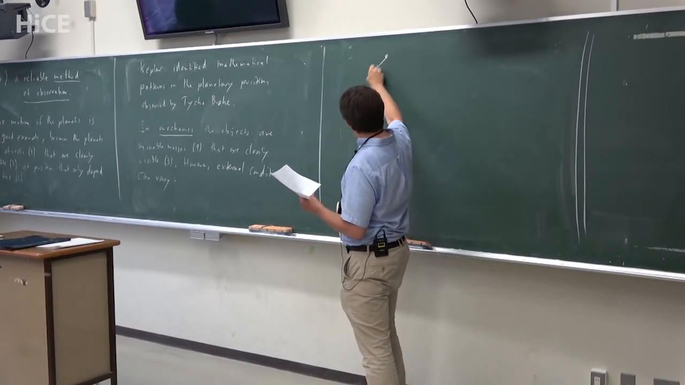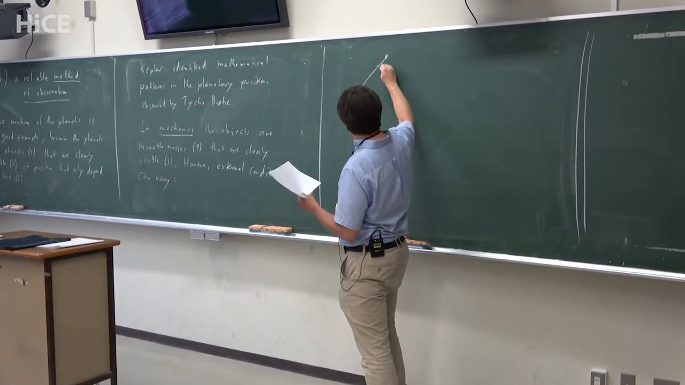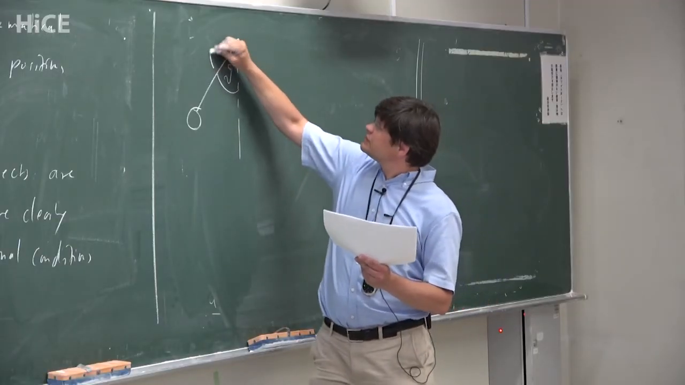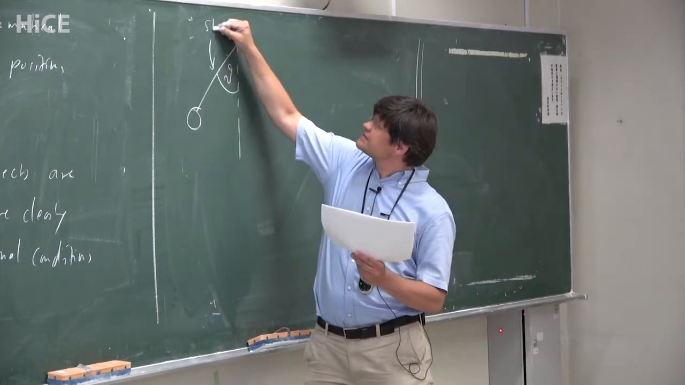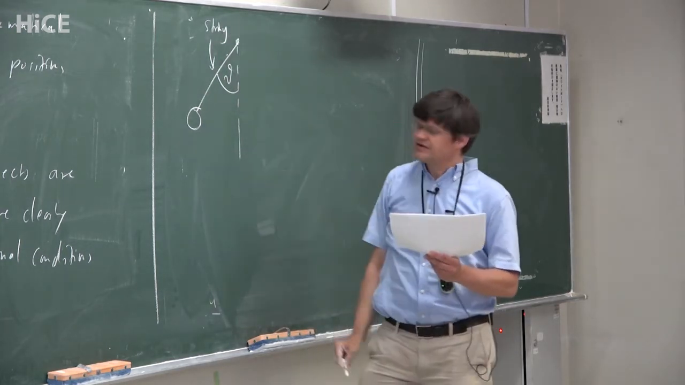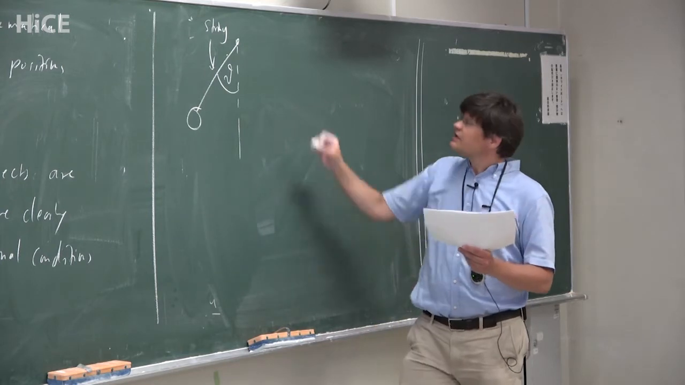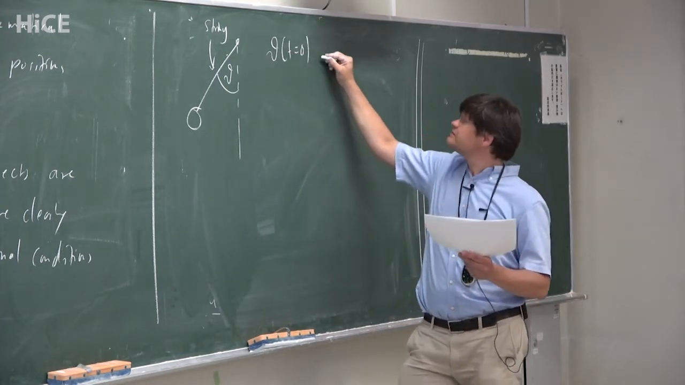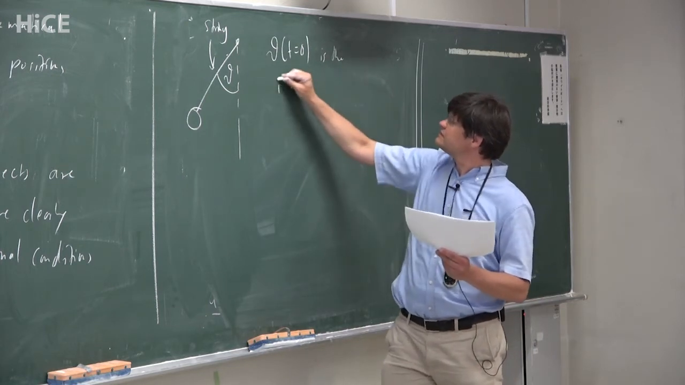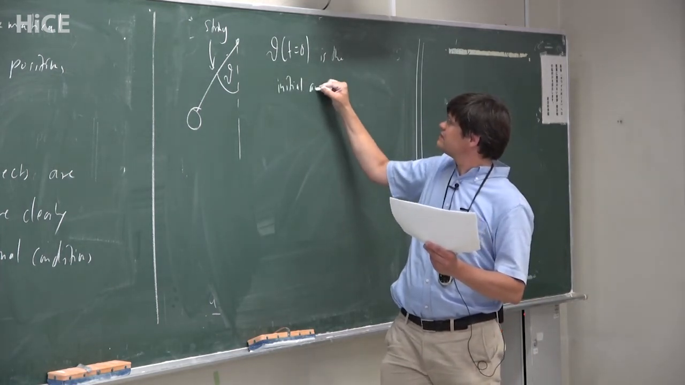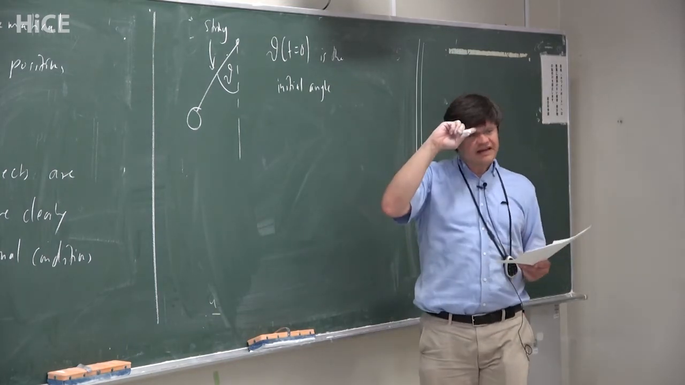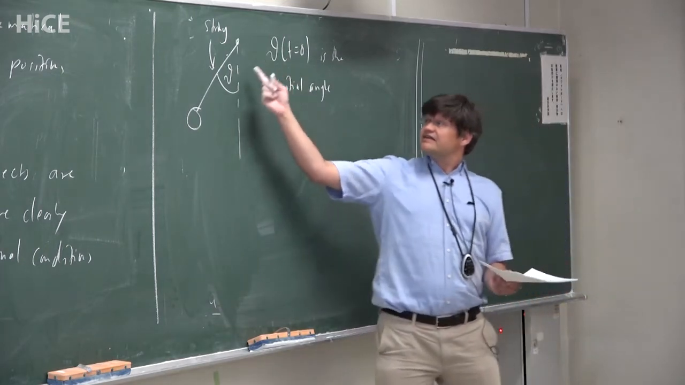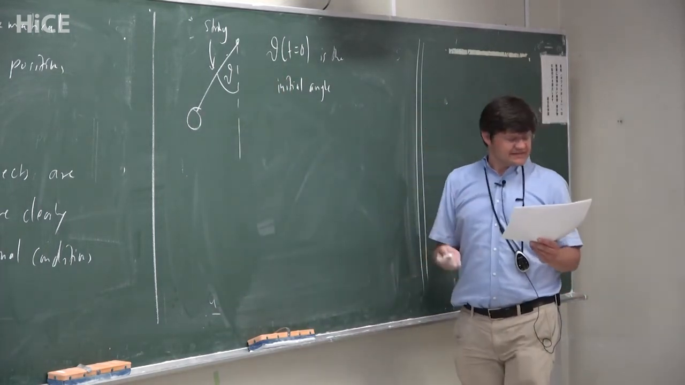Take, for example, the pendulum. One external condition is the string that fixes the pendulum. And then there is an initial angle. So again, we have basically time as part of the external conditions. And in addition, we have constraints like the string.